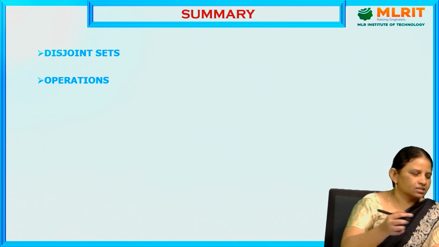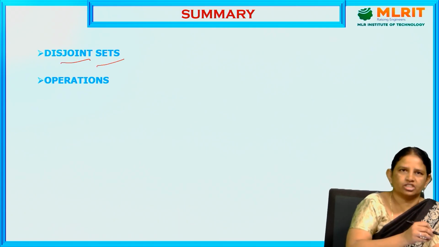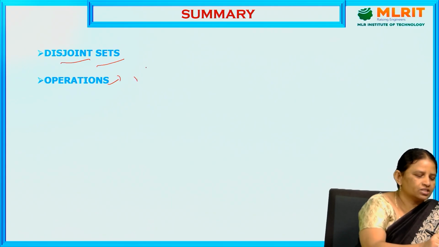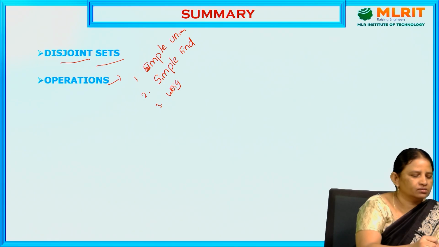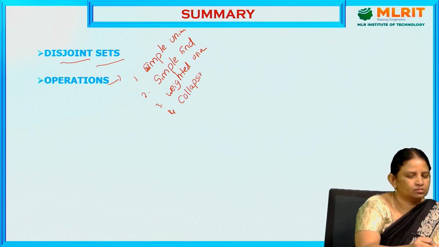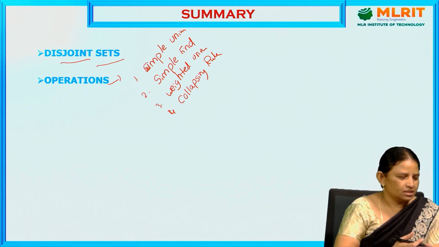So what we have discussed up to now: what is meant by set? What is meant by disjoint set? What are the operations on disjoint set? The first rule is simple union. There are 4 operations: simple union, second one is simple find, third one is weighted union, and the collapsing rule. These are the 4 operations that we have already discussed in the case of disjoint set.